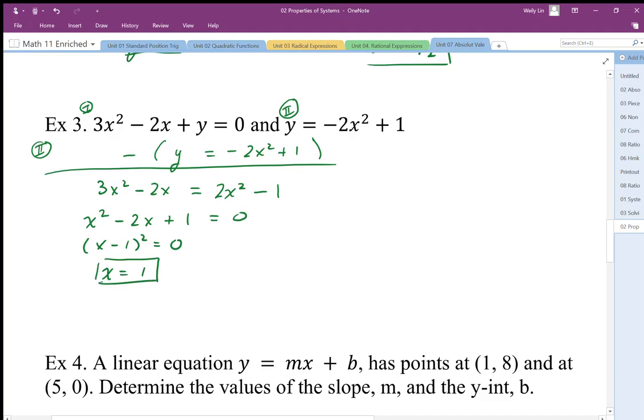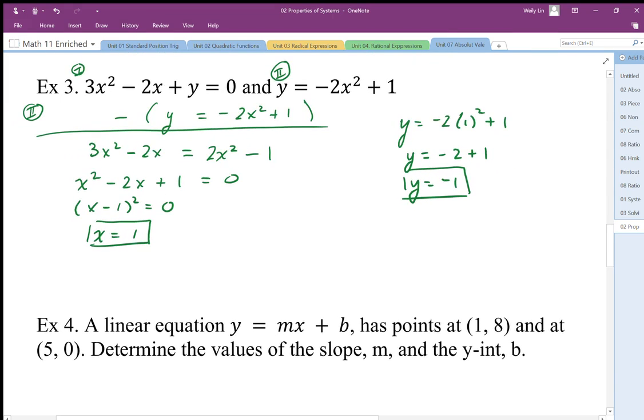If x is equal to 1, I can plug it into my equation. So let's solve for y. I get negative 2x squared plus 1. So I'm going to replace that x with a 1. So I end up with negative 2 plus 1. Y equals negative 1. Okay, so that's my solution.